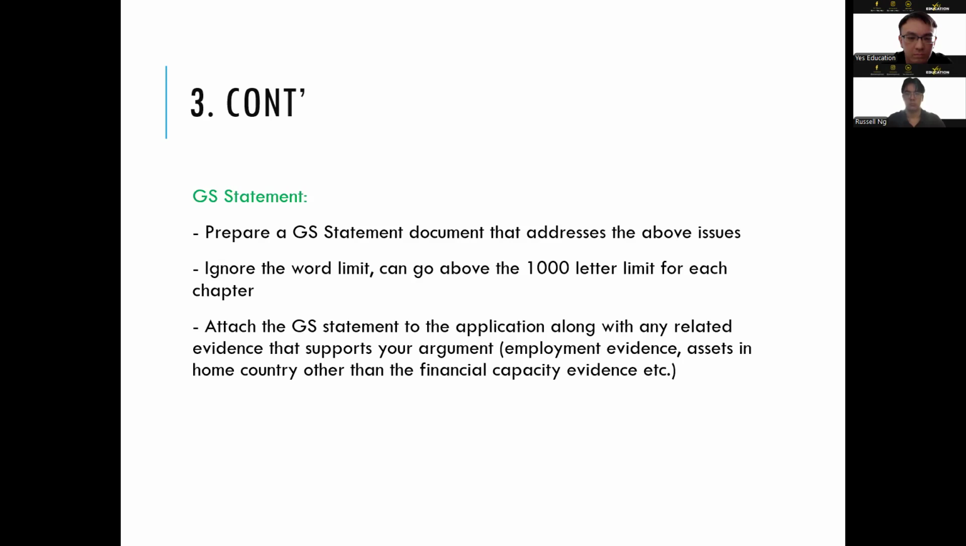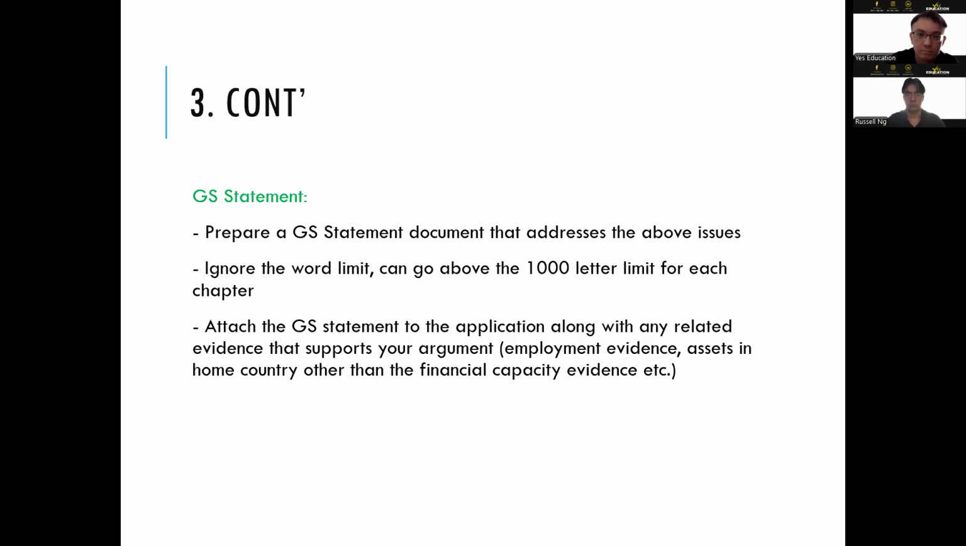The case officers are usually highly trained. They will look at your GS statement in detail. So it is very important for every case to have a separate GS statement document uploaded. And in the application form, if you don't want to write too many words, you just tell the case officer, please refer to the attached GS statement, and that's okay.